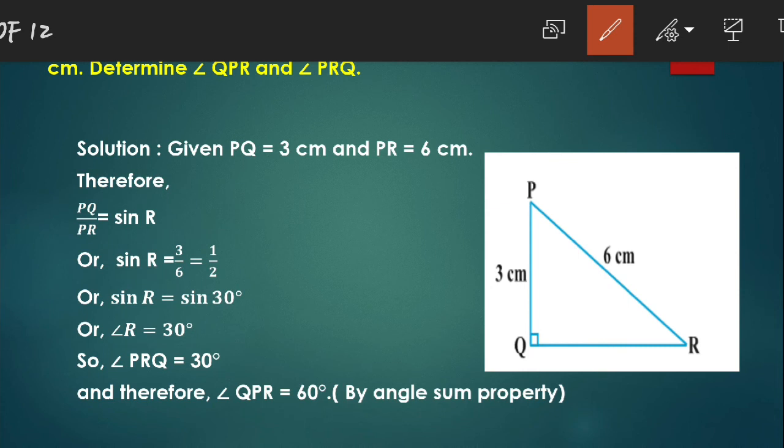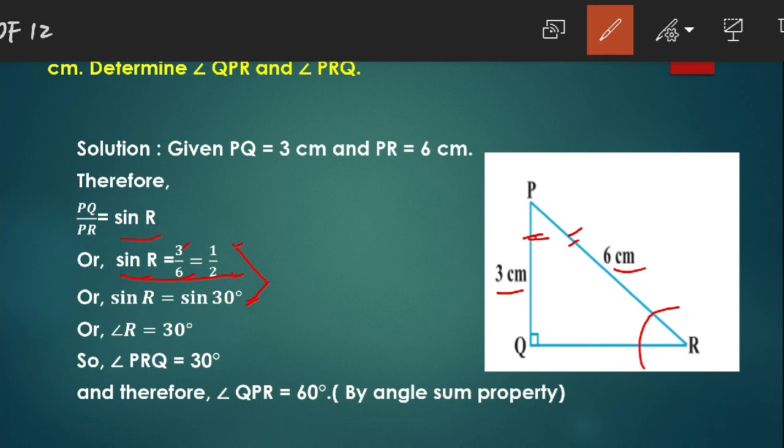As you can see, the lengths of two sides are given, hypotenuse and perpendicular. So if you consider this angle R as acute angle, you can write sin R is equal to PQ by PR, opposite by hypotenuse. That is sin R is equal to 3 by 6, so equal to 1 by 2. That means sin R is equal to half. Also you can remember that the value of sin 30 degree is equal to half.